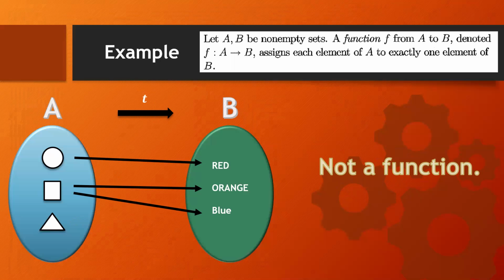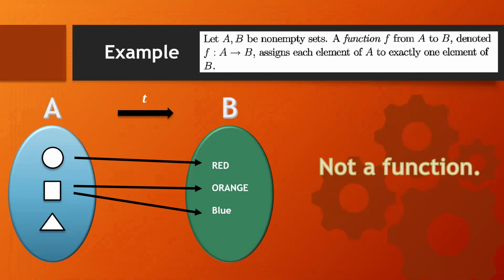So it's violating two parts of this. First of all, not every element in A is assigned to anything, right? Triangle is not assigned to anything. To make matters worse, if you're holding a square, you don't know what to do with it. Do you need to make it orange or do you need to make it blue? So this is not a function.